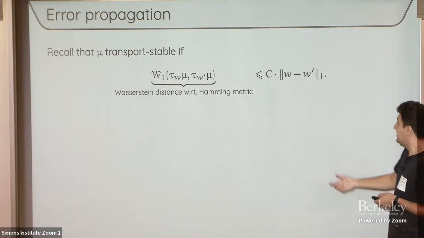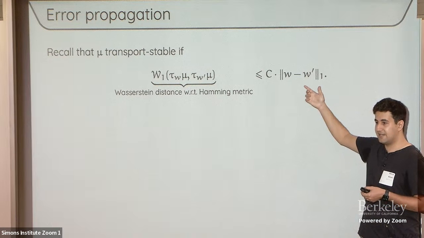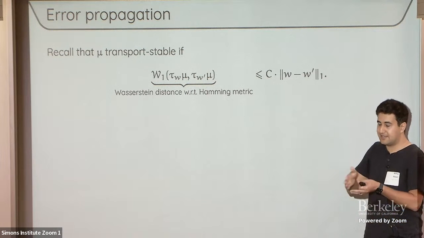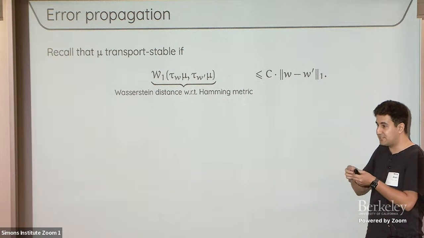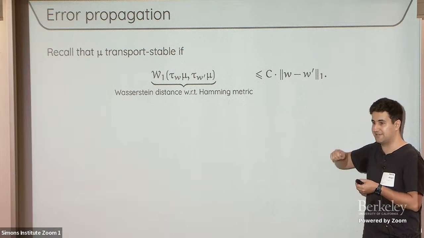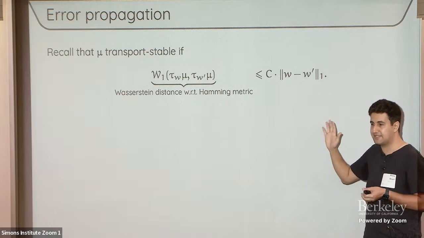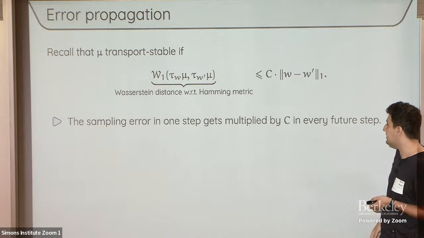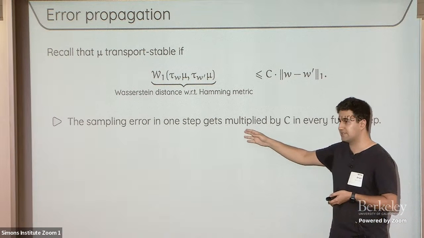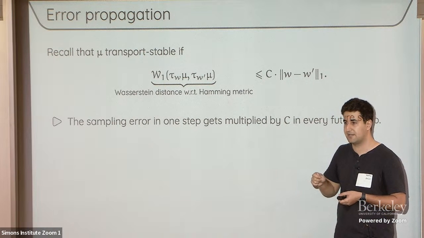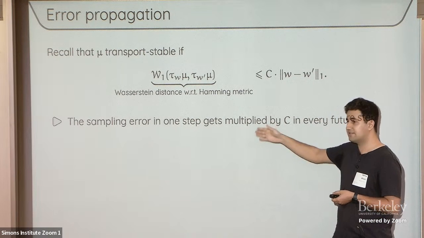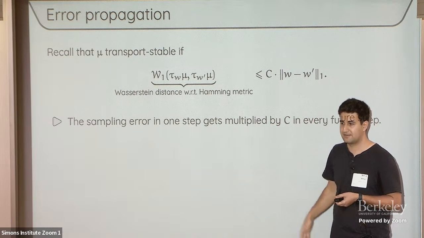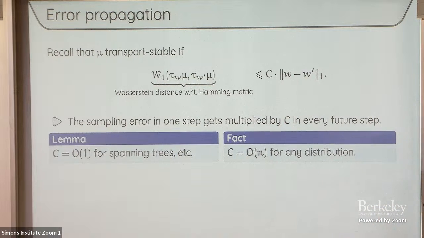And because these W's that you sample are tilts of future steps, you need to tolerate a change in the tilt parameter. And so transport stability is able to tolerate those kinds of errors. Basically, if you know that in some step your distributions have epsilon Wasserstein error, every iteration from that point on, that epsilon gets multiplied by a C, where C is the transport stability.